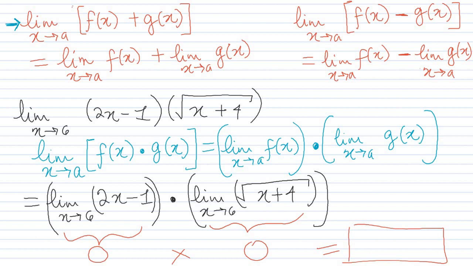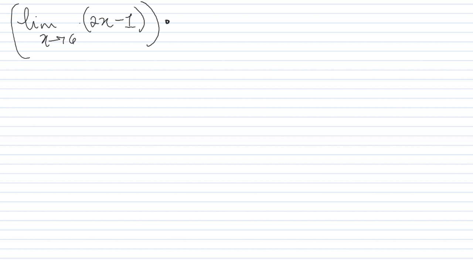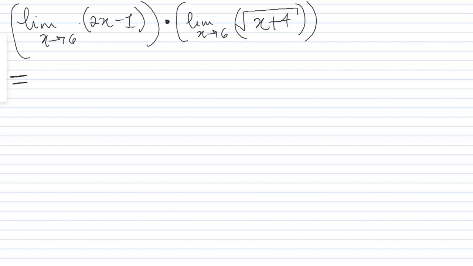So I'm going to continue solving on the next page. I'm just going to rewrite what we had last. So we had the limit as x goes to 6 of 2x minus 1 multiplied by the limit as x goes to 6 of the square root of x plus 4. So this information right here is what we're going to start with. We're going to do both of them simultaneously actually.